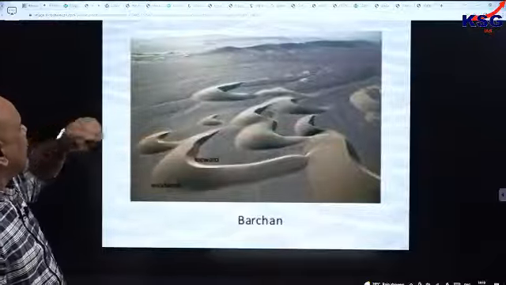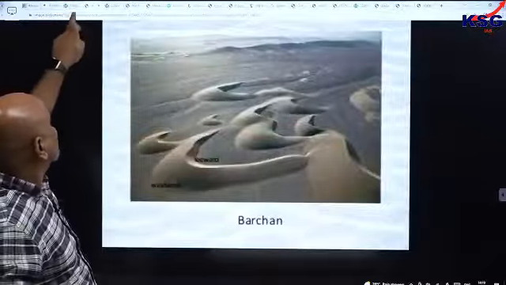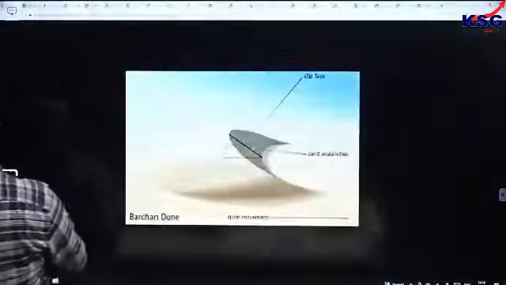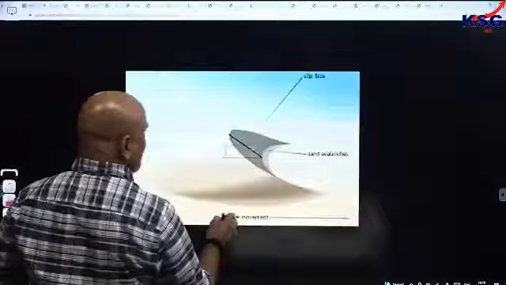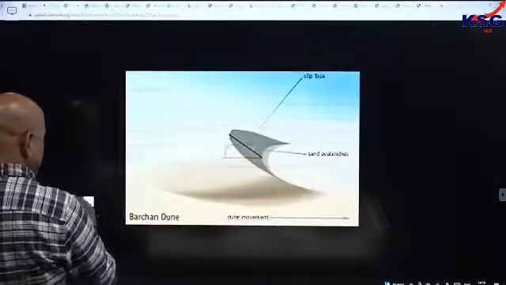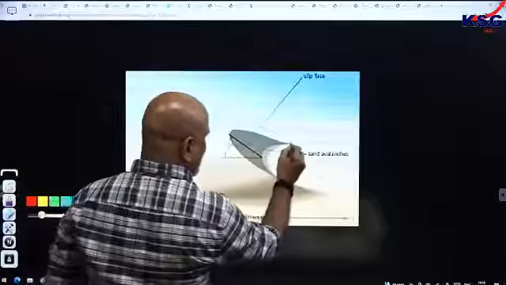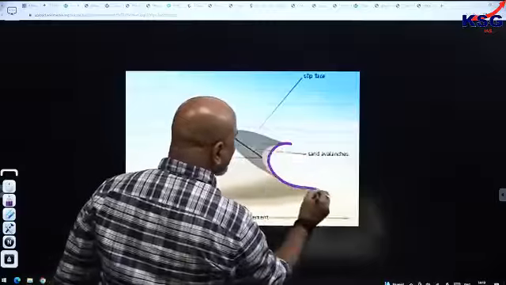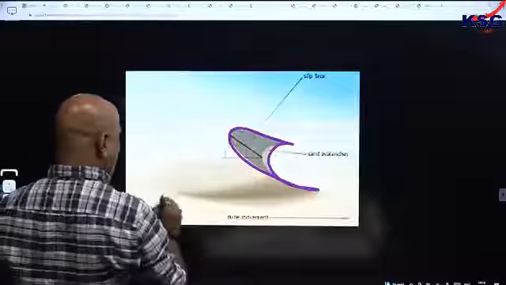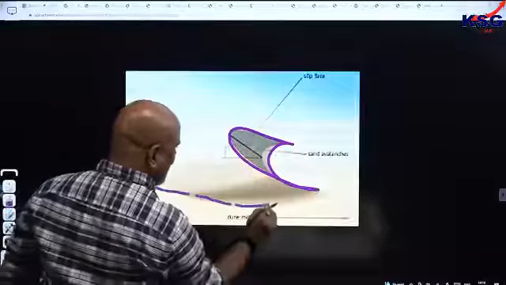Okay, I don't know whether you are able to see this or not, but look at the barkhans here, it is not visible, no problem. See here, in this case, same thing, whatever I have said, this is given here. Barkhans are like this here.